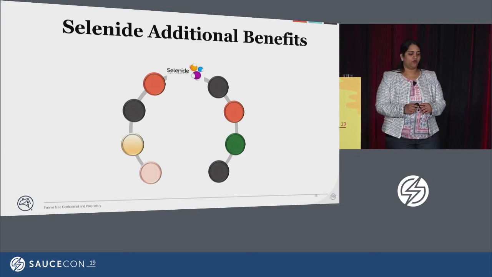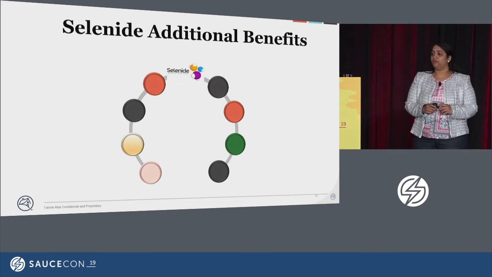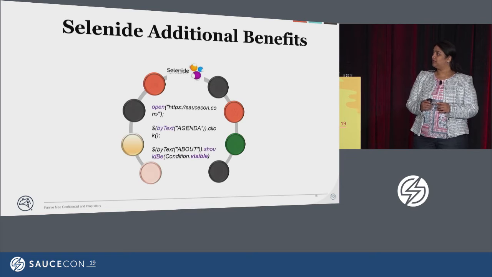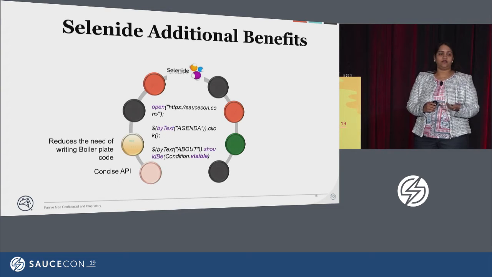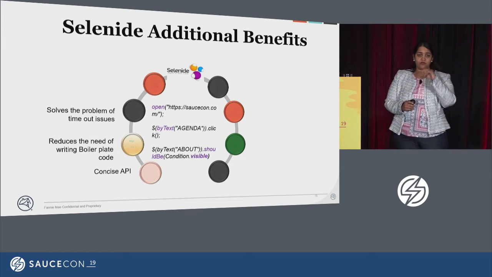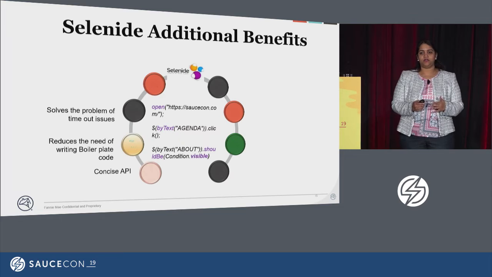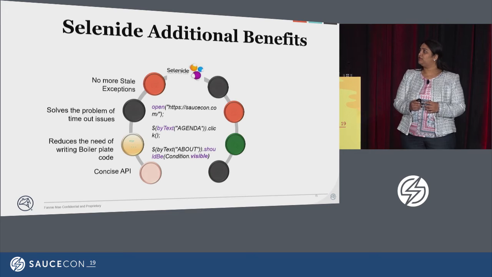So let's talk a little bit about the additional Selenide benefits that we are going to achieve. The code simply looks like this, and it has a concise API. As we have seen, the API is very easy, and it reduces the need to write a lot of boilerplate code and solves the problem of timeout issues because it has inbuilt timing related stuff, so it solves a lot of timing problems. And no more stale exceptions. If the element goes stale in Selenium, it quickly throws stale exceptions, but with Selenide, you can forget about all these stale exceptions.